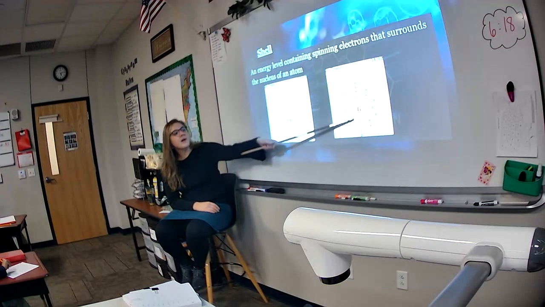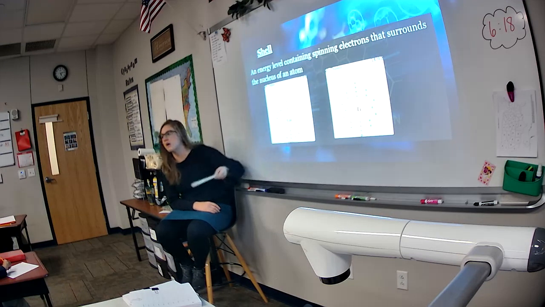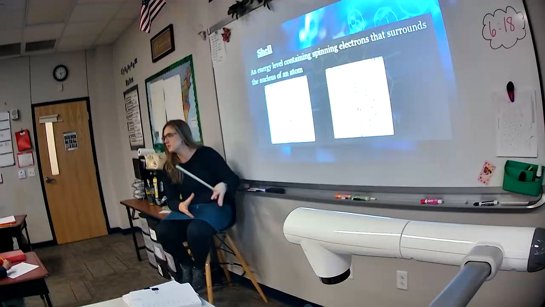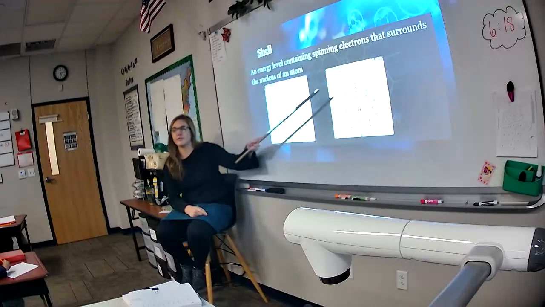Okay. Keep in mind, this black ring around the outside of the nucleus is not a shell. It's just showing you the outer edge of the nucleus. Okay. This pink part is the nucleus. The gray circles around it are the different rings.